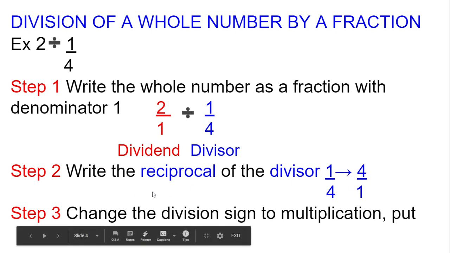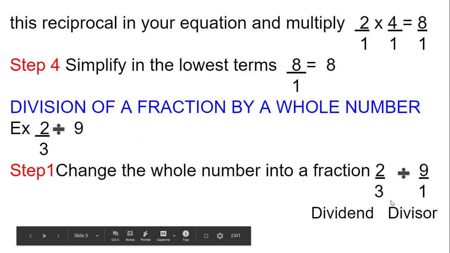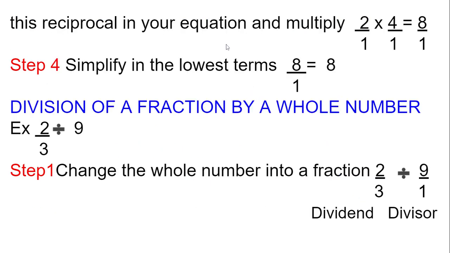Step 3. Change the division sign to multiplication. Put the reciprocal in your equation and multiply. 2 upon 1 multiplied by 4 upon 1, which is equal to 8 upon 1. Step 4. Simplify in the lowest terms. 8 upon 1 is equal to 8.